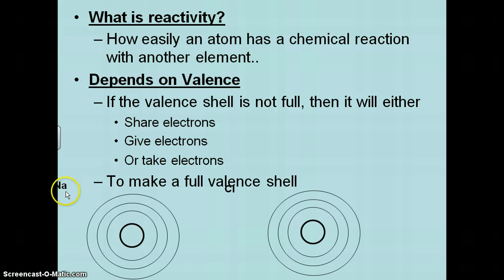We're going to take sodium, which is in group 1. It is an alkali metal, the most reactive elements on the periodic table. The most reactive metals, I should say. So if you draw a Bohr model like we've done in class, you will see that the valence here is 1. Not full, so it is very reactive.